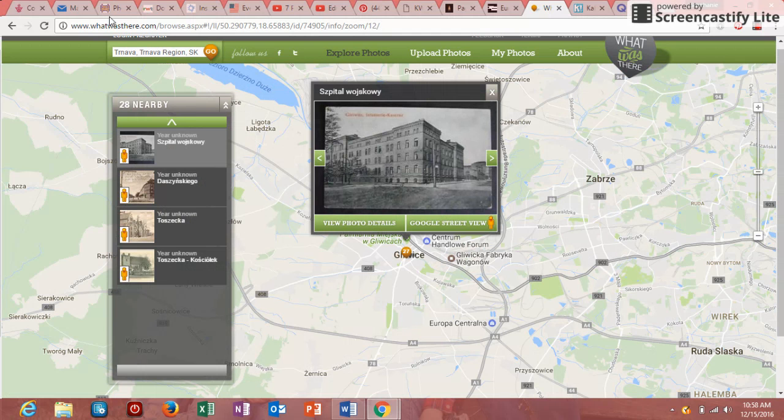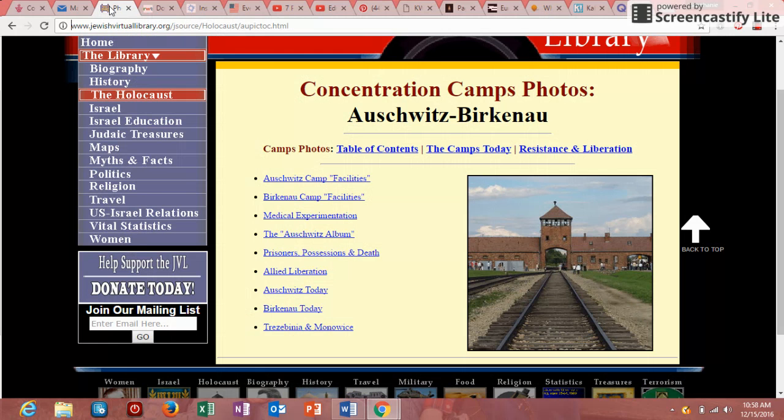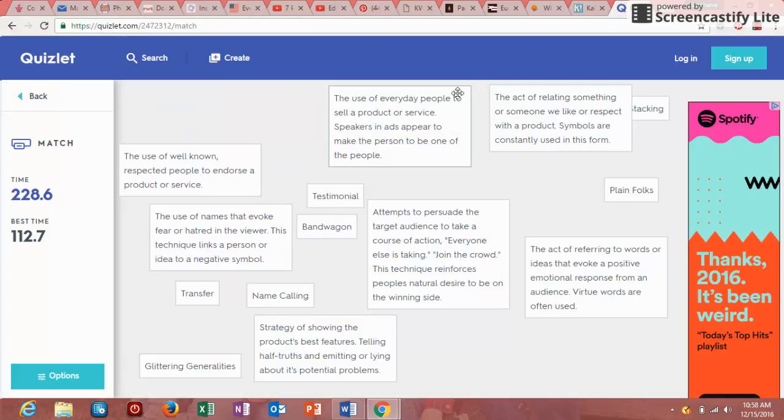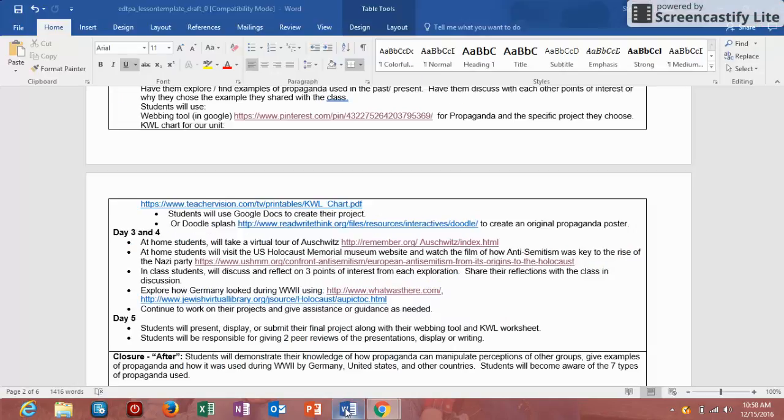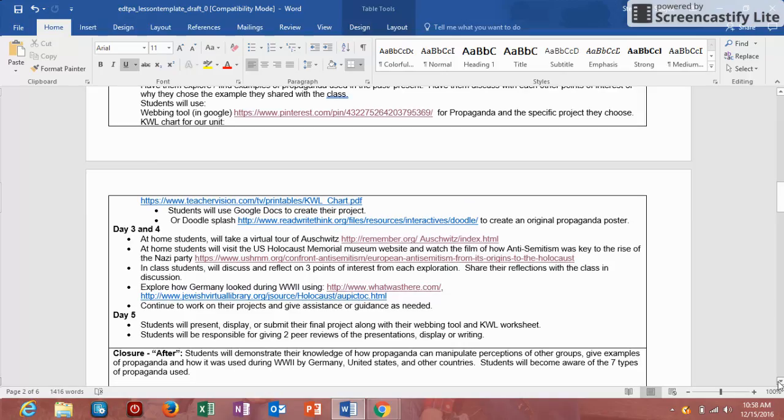However, I did find this website that had plenty of photos of the different concentration camps where they could see what they looked like and what they look like today too. So that is it for my online resources and tools that I was going to use.